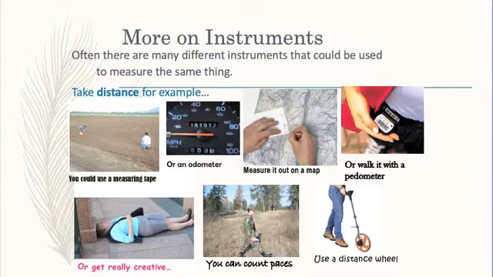So we can also look at distance. We could use a measuring tape, an odometer. We could measure it out on a map, or we could walk it with a pedometer. Or we can get really creative, count paces, use a distance wheel, etc. So some of these are going to be more reliable than others. Obviously, the measuring tape is going to be really reliable. The odometer is going to be relatively reliable. However, the same thing with a distance wheel.